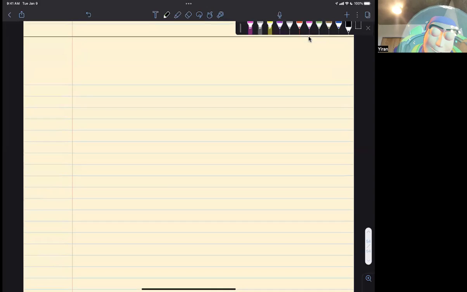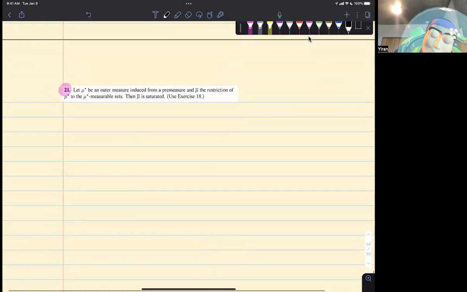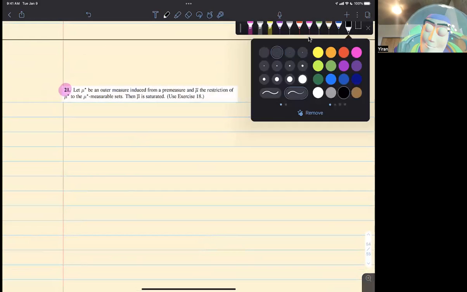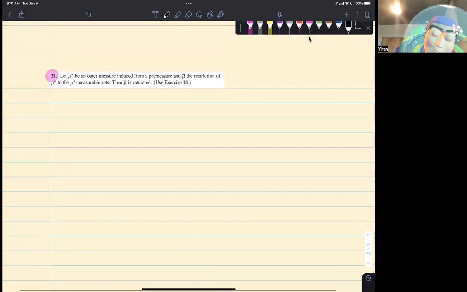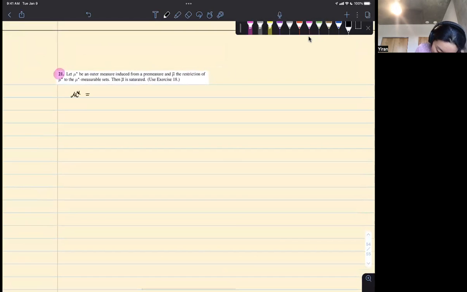Okay, so we're going to do exercise 21, and then you copy down the problem. It is an application, or you can say a consequence, of exercise 18. So mu star is an outer measure induced from the pre-measure. I'm just going to write down the definition: mu star of E is equal to the infimum of the sum of mu naught of Hj, where Hj is in A, and E is a subset of the union of Hj.